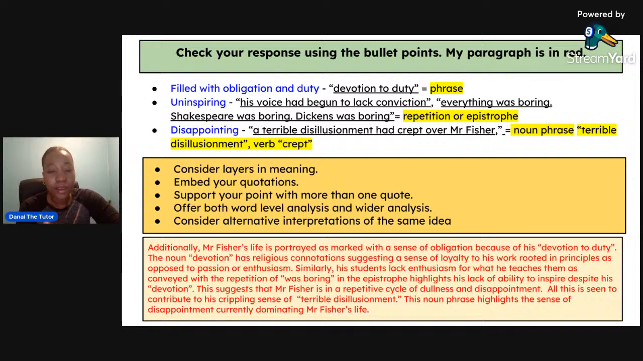I think that should say highlighting his lack of ability to inspire despite his devotion. This suggests that Mr. Fisher is in a repetitive cycle of dullness and disappointment. All this is seen to contribute to his crippling sense of terrible disillusionment. This noun phrase highlights the sense of disappointment currently dominating Mr. Fisher's life. Okay, so that's what you could have written.